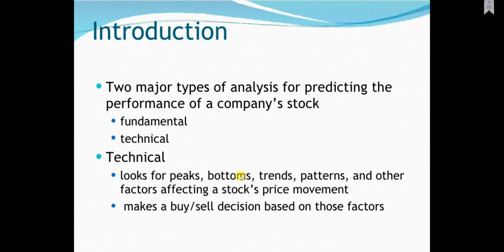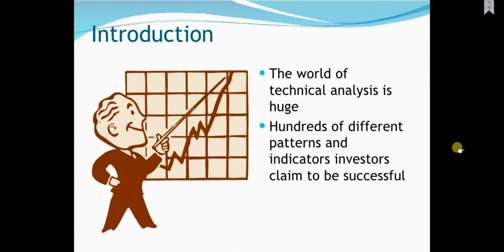So bottoms mean the bottom finishing of the stocks. We have three trends in the market: uptrend, downtrend, and sideways. We have 40 plus patterns in the market like head and shoulder, butterfly, ascending triangle, descending triangle. And there are many other factors affecting the stock price movement. Indicators are also part of technical analysis. So the world of technical analysis is huge. Hundreds of different patterns and indicators are claimed by investors to be successful.